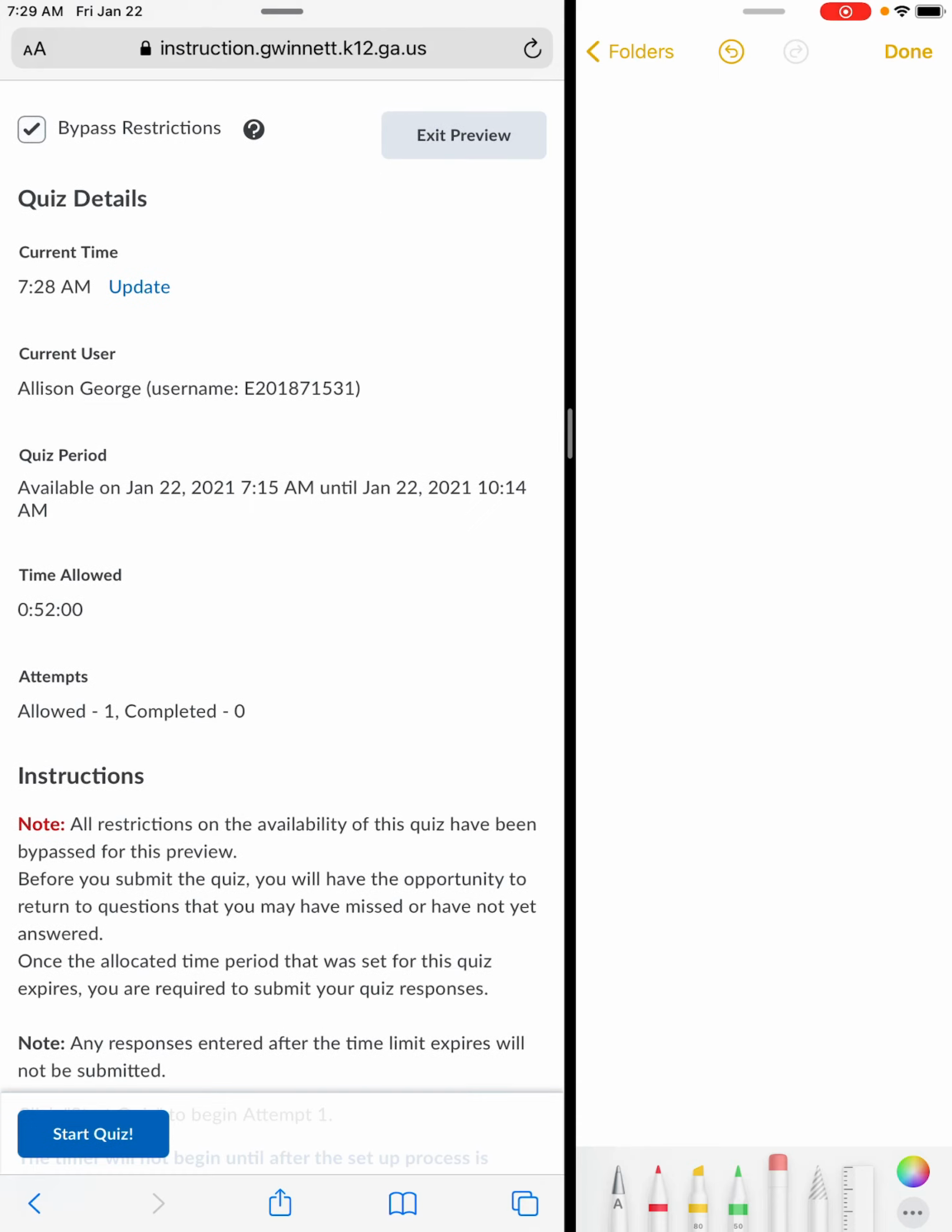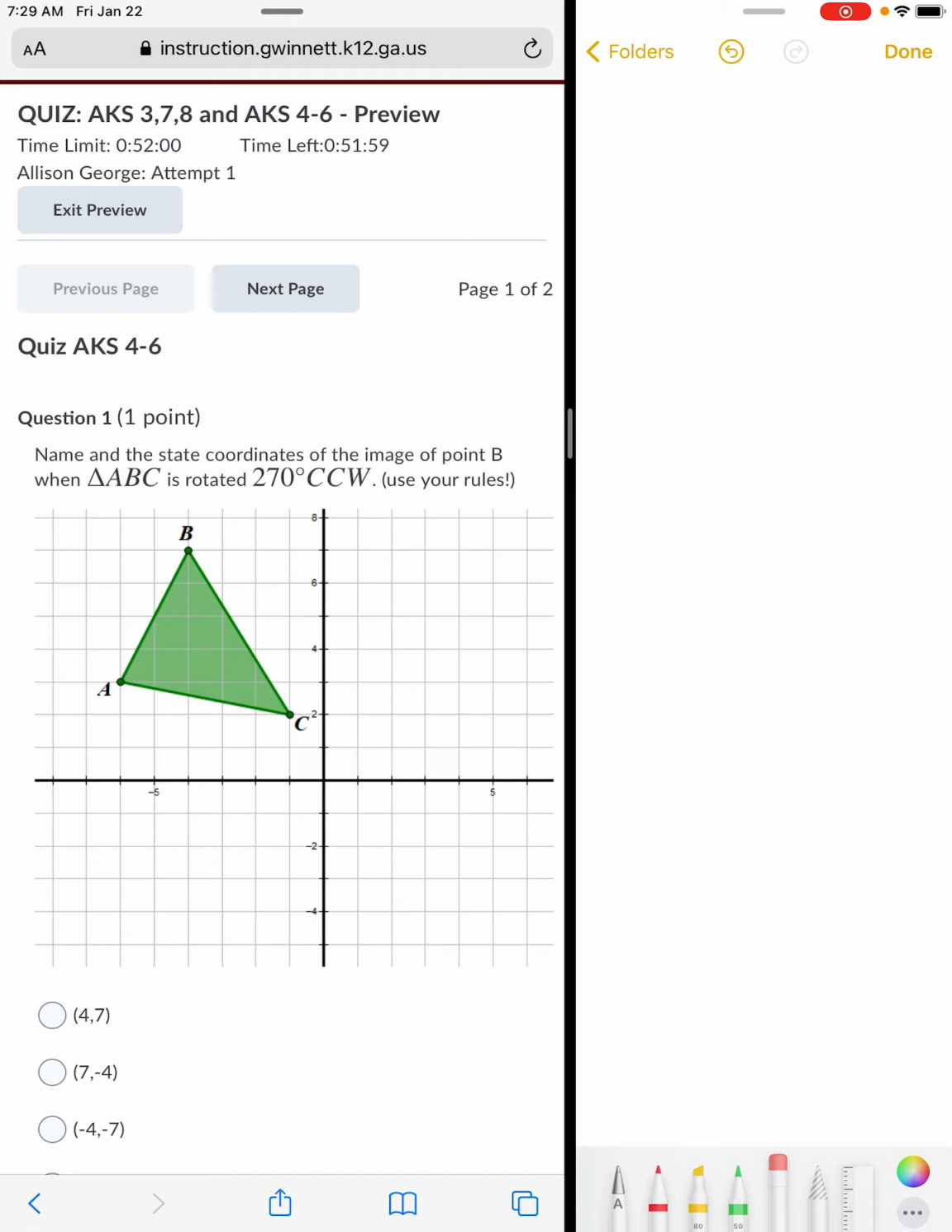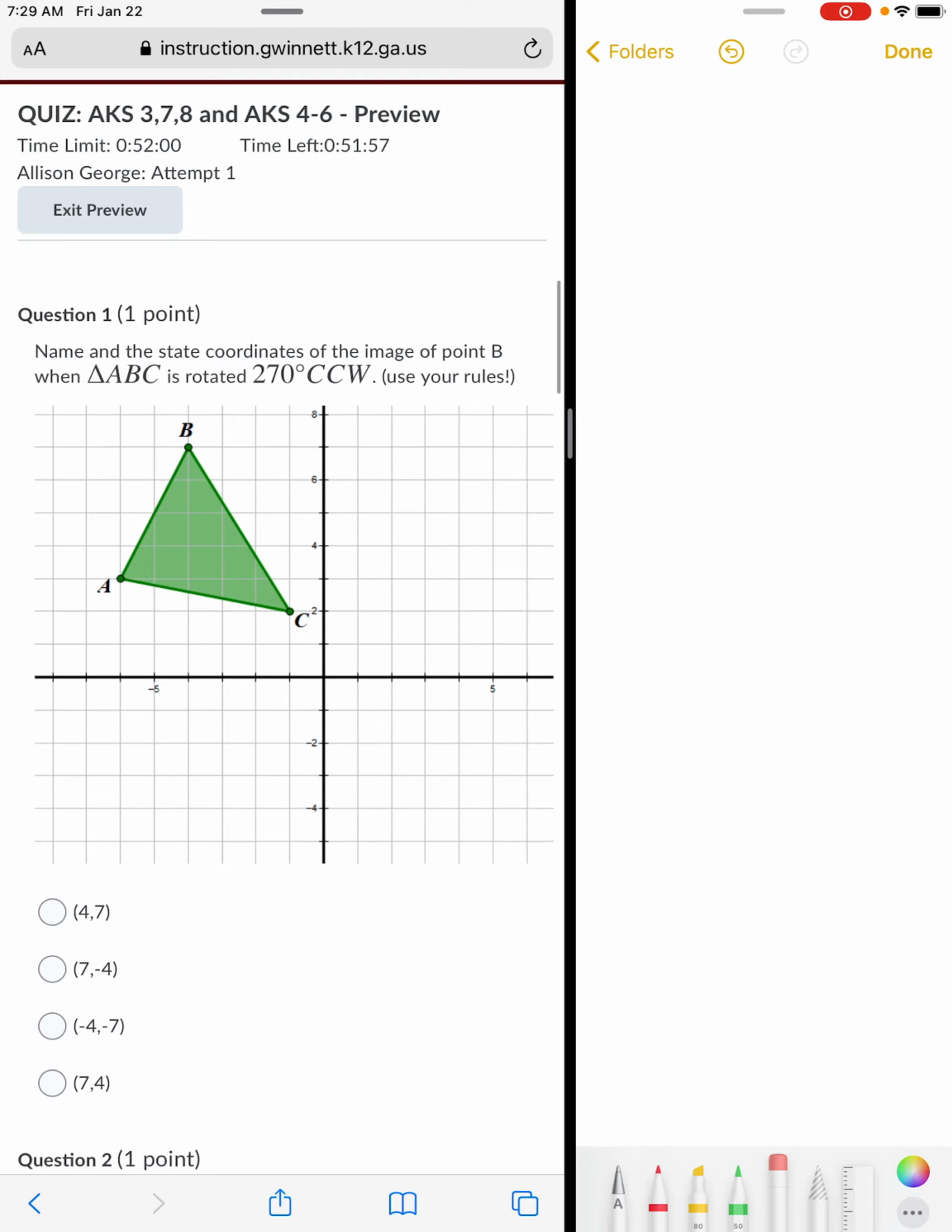Okay, let's go over this quiz. Here we go. The first question says, name and state the coordinates of the image of point B when triangle ABC is rotated 270 degrees counterclockwise. And there's that quick reminder there that we want to use our rules in order to do so.